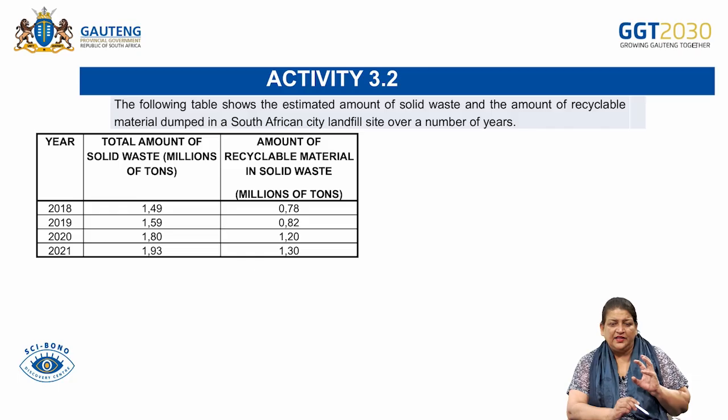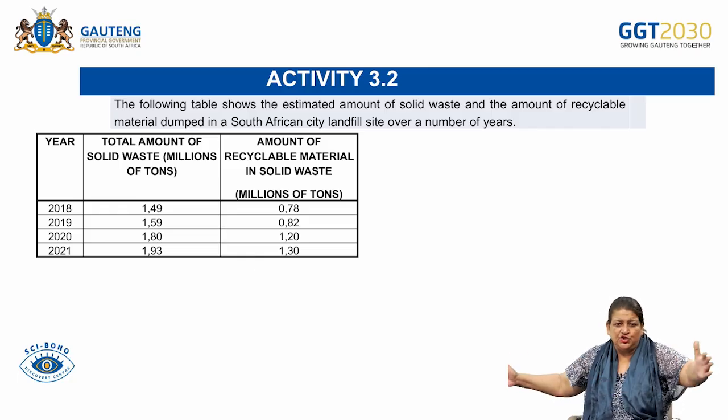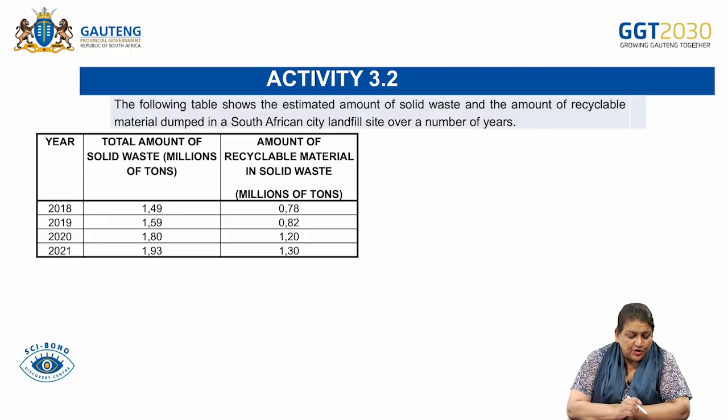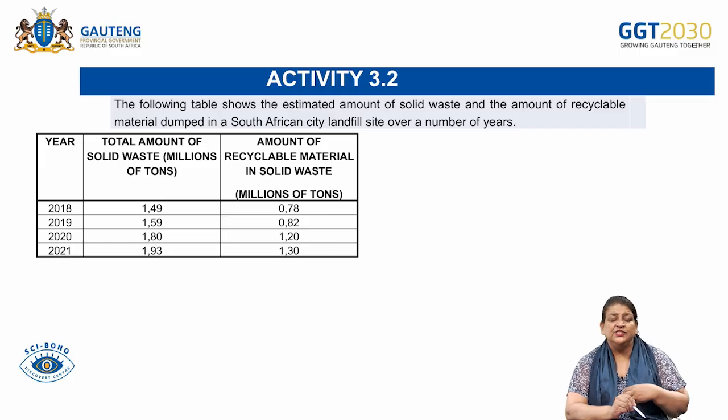And therefore, what are the people doing? You find these people taking huge bags with trolleys, like a long, big trolley bag, and they are collecting all your plastics. They're trying to recycle it because you are producing more waste. So the amount of recyclable material in solid waste is also increasing because there are more people and more waste.